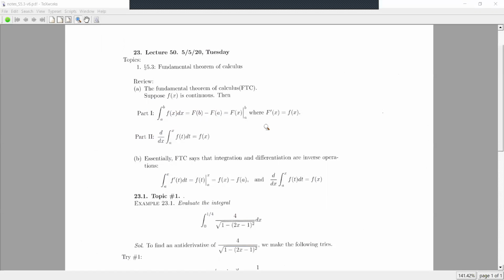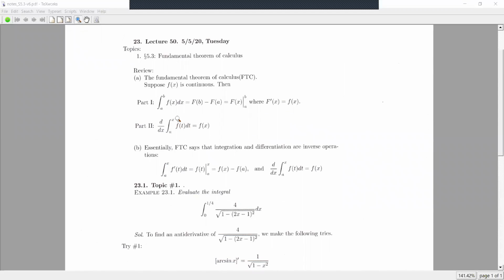This is part 1. Now, part 2. We have a function f. Take the integral of the function f from a constant a to a variable x. Then the value of this integral depends on the variable x, so this integral is a function of x. Now take the derivative of this function. Then the result is the function f.